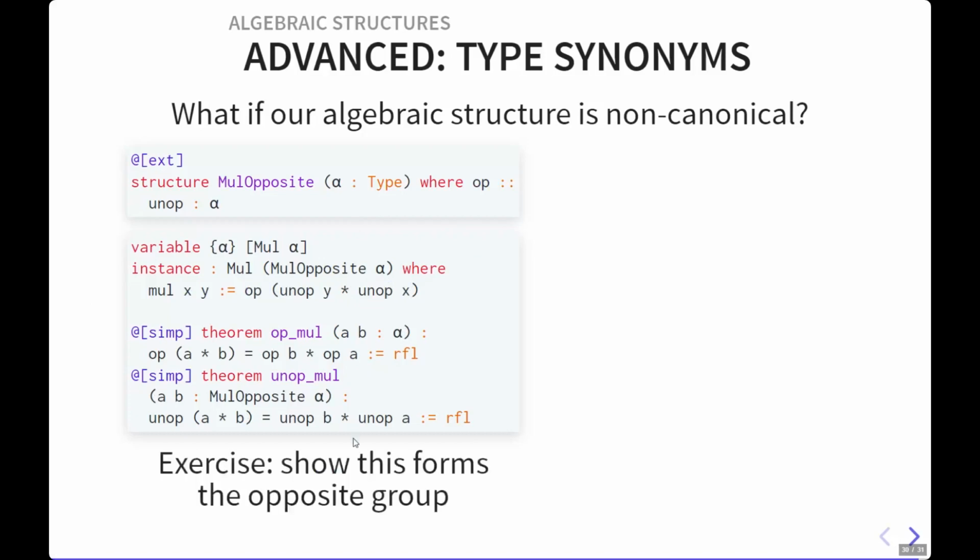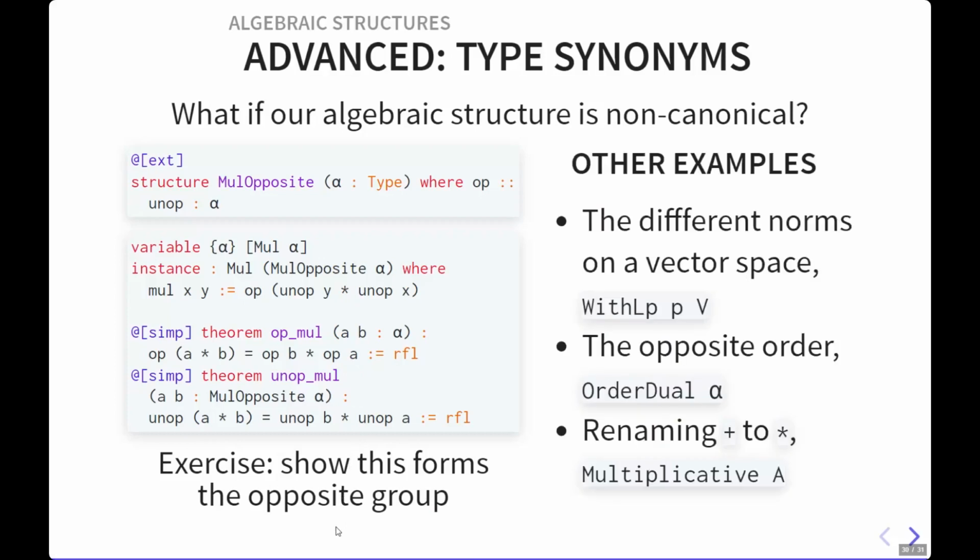And now you're ready to show that this forms a group if alpha is a group. Some other examples that I won't go into in detail. You can put different norms in a vector space. So you might want the L2 norm or maybe the L infinity norm, and none of them are in some sense canonical, so maybe you just don't pick anything. And when you want to use one specifically, you work with LP on that space instead, and then you can specify exactly which P you want.